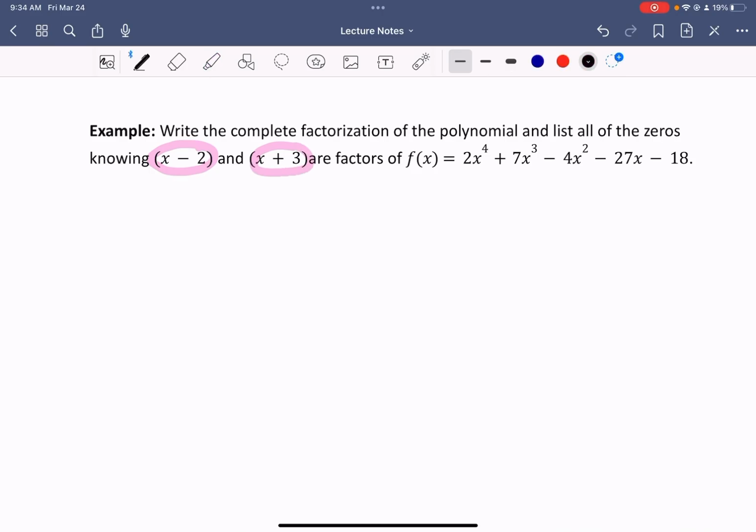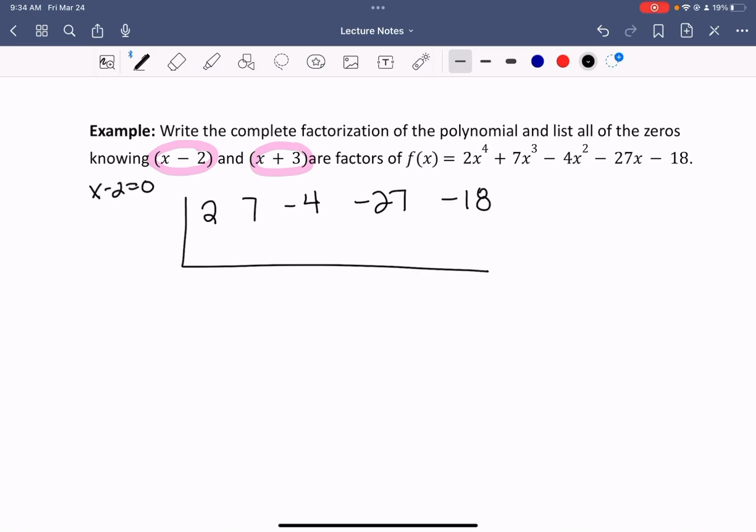So that is where I'm going to start with these known factors. So I'm going to set up my synthetic division here: 2, 7, negative 4, negative 27, and negative 18. Let's start with the x minus 2 first. I'm going to set it equal to 0 to make sure I get my sign right. So I'm going to put a 2 here. Work through my synthetic, 2. Now maybe you need to pause right now and work through the synthetic. Once you get done, hit play, pick up with us and see if you have it correct.